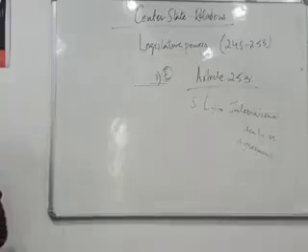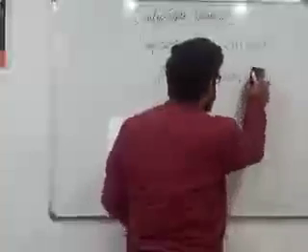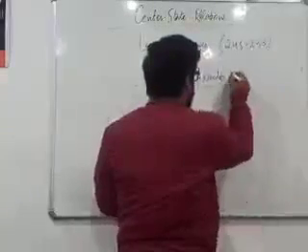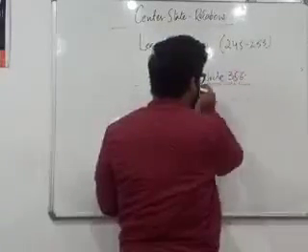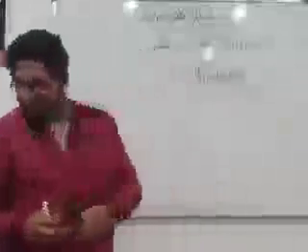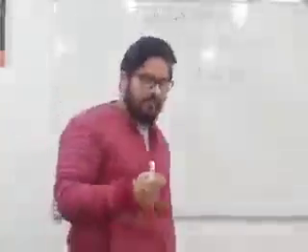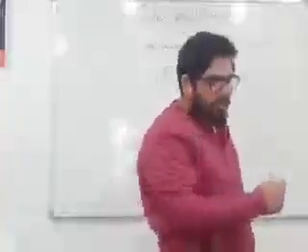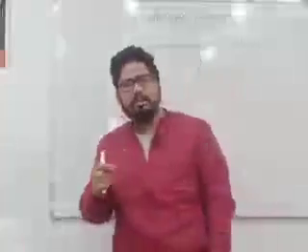Okay. Next, Article 356. What is this? President's rule. Article 356 is state emergency or President's rule. When President's rule is being imposed in the state, then Parliament assumes the law-making authority on the subjects mentioned in the state list over that state.